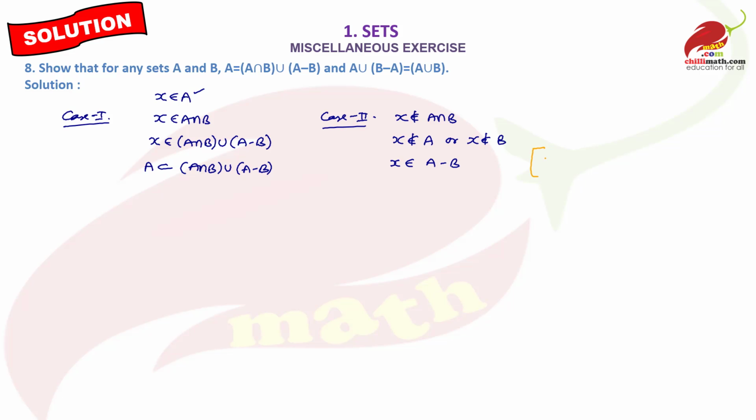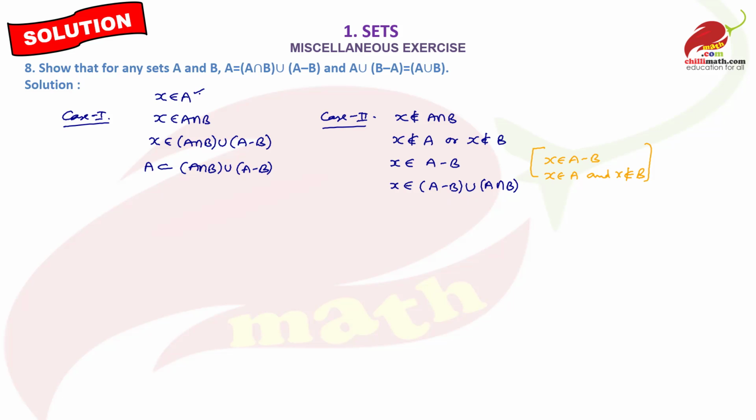As we have mentioned, x belongs to A minus B means x belongs to A and x does not belong to B. Again, if x is there in some set, and if we add any other set to this, it will still belong to that set. So here we have added A intersection B.